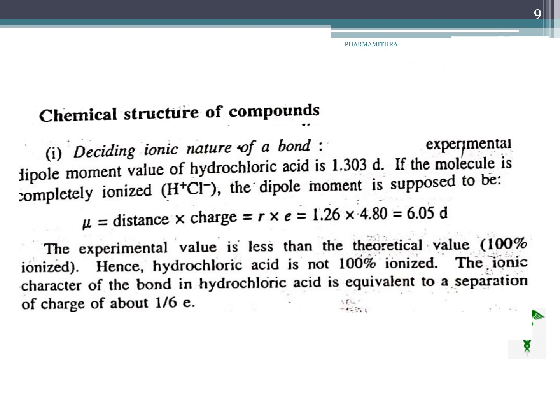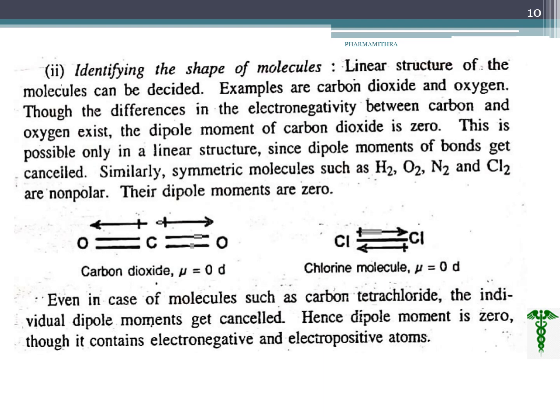Apart from that, we can find out the chemical structure of a compound using dipole moment. As we know, dipole moment is the product of distance and charge, and we get it in Debye units. Normally the experimental value should be less than the theoretical value. The second thing is that by using dipole moment, we can identify the shape of the molecule. Normally, we are able to find out that a linear structure of the molecule can be decided with the help of dipole moment. In the case of carbon dioxide, we can see the value is 0 Debye, and likewise for the chlorine molecule.